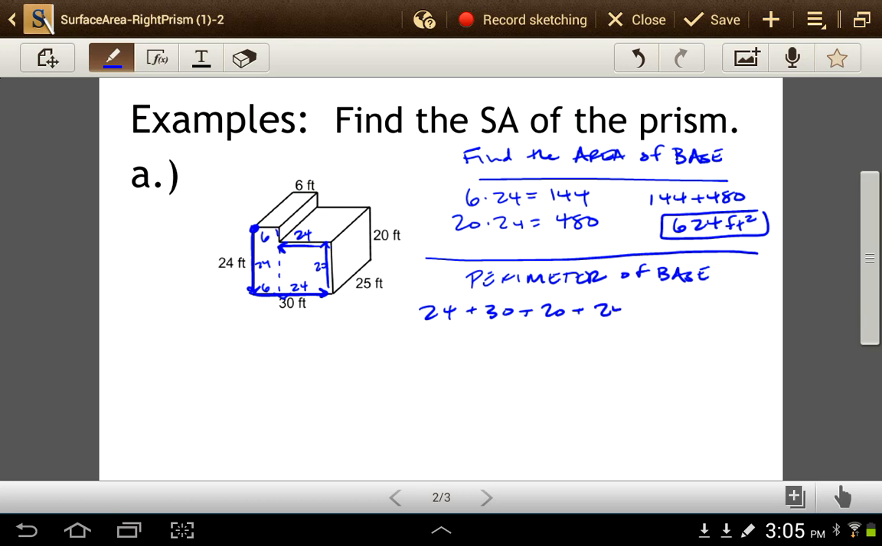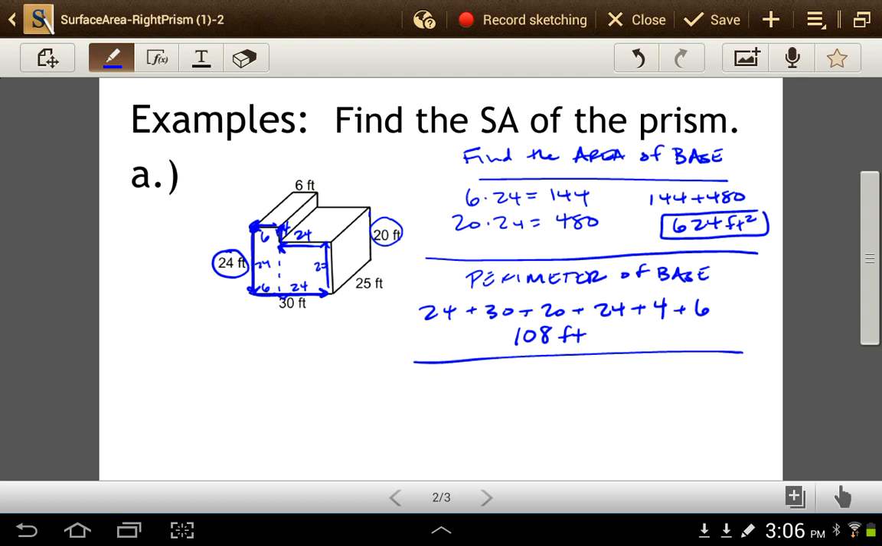So that's 24. Plus, I have to go up here. I don't know what that is. Well, I can easily figure it out. I can do 20 from over here, and then 24 from there. So 24 minus 20 means that there's 4 feet left. So that's plus 4. Plus, I come across, and I know that that's 6. I can add those up, and I get 108 feet.